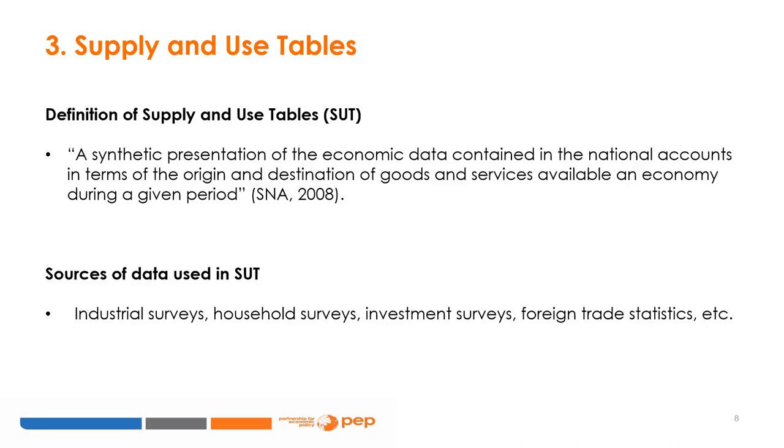Supply and use tables, SUT, are defined by the System of National Accounts, or SNA, of 2008 as a synthetic presentation of the economic data contained in the national accounts in terms of the origin and destination of goods and services available in an economy during a given period. The SUT is an accounting framework that ensures the numerical consistency of data obtained from multiple sources: industrial surveys, household surveys, investment surveys, foreign trade statistics, and so on.